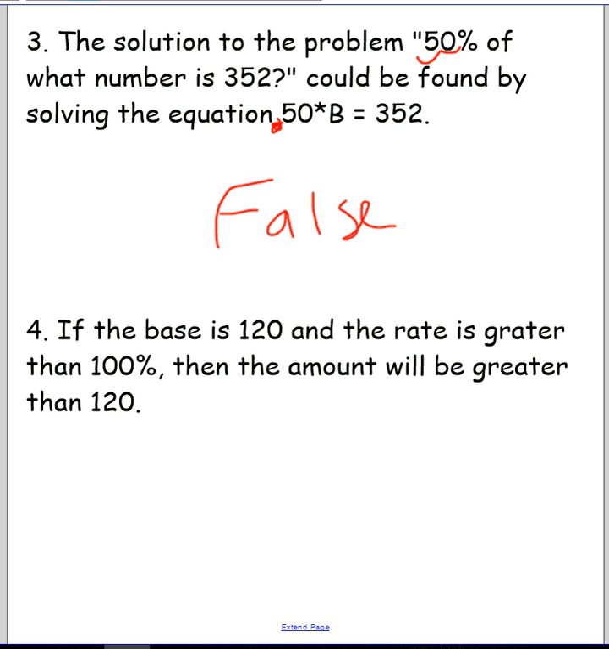And last true and false: if the base is 120 and the rate is greater than 100%, then the amount will be greater than 120. We've mentioned that already. Yes, that is true. Our amount, A, will always be bigger than the total amount, B, when our percent is bigger than 100%. So yes, that's true.